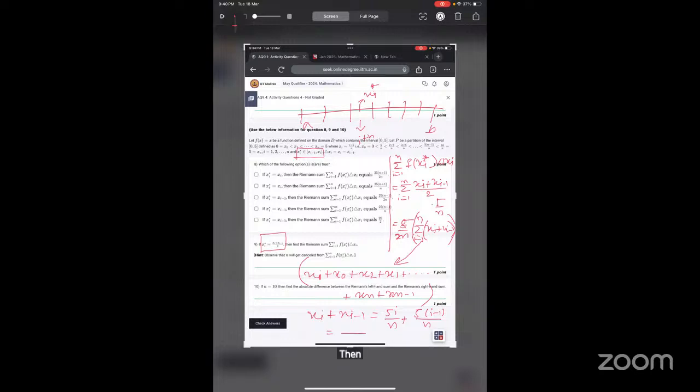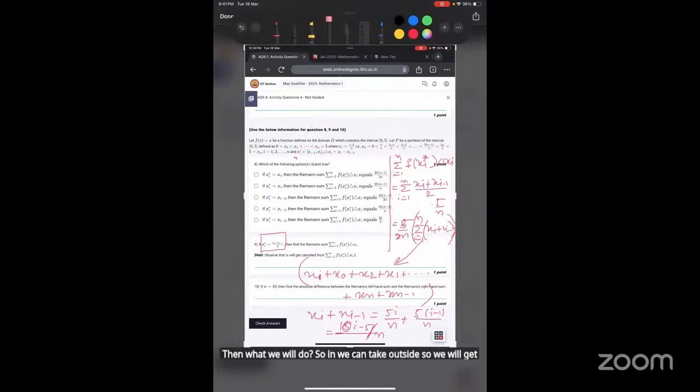Then what will be the addition? 5i you can take out, and we will get 5i plus 5i first, that means 10i minus 5, over n. Then n we can take outside, so we will get 5 by 2n squared.